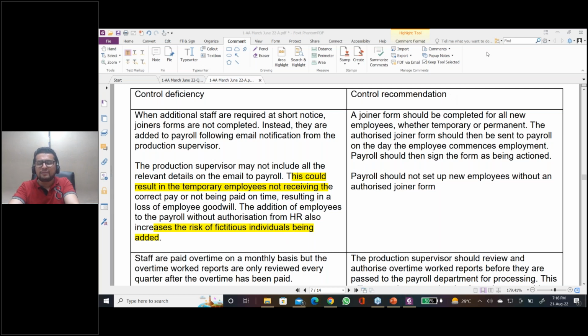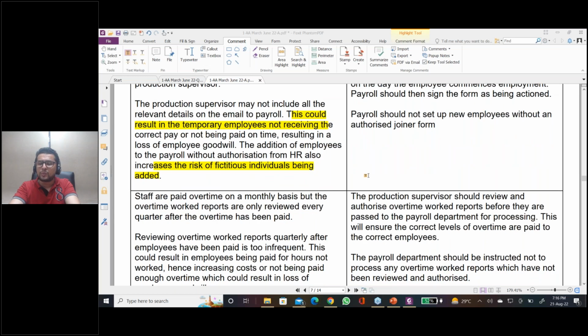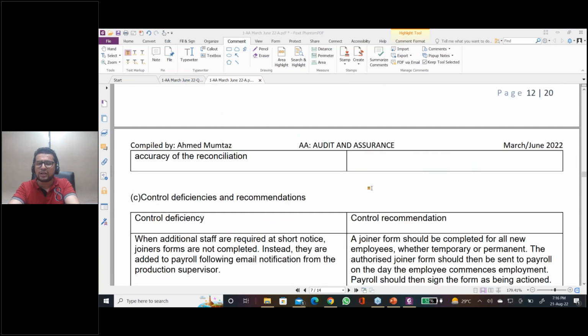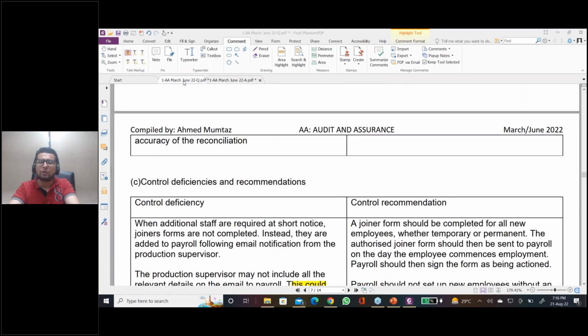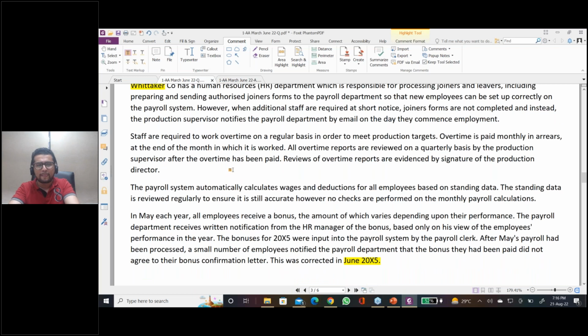What should be the recommendation? I think the recommendation should be the payroll department should not set up any new employees without authorization from HR, because until they get the authorization from HR, they should not be allowed to entertain anyone new.